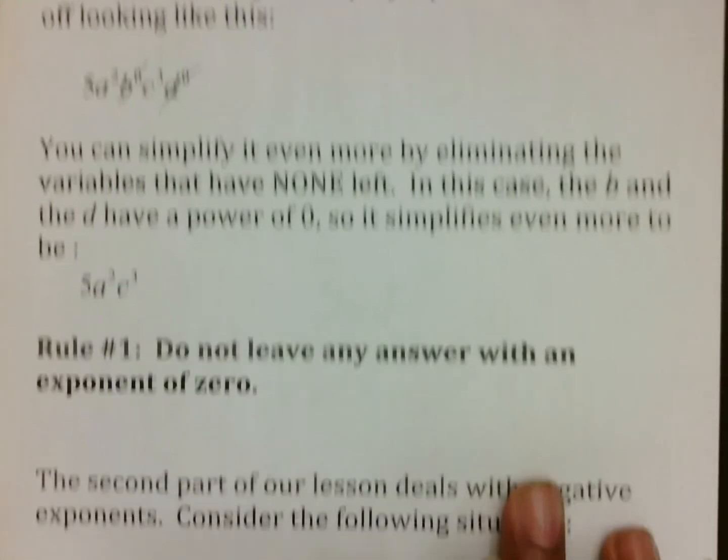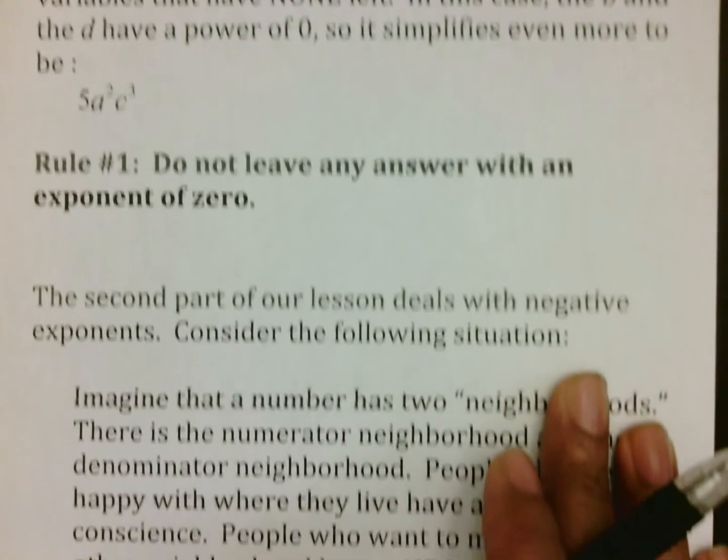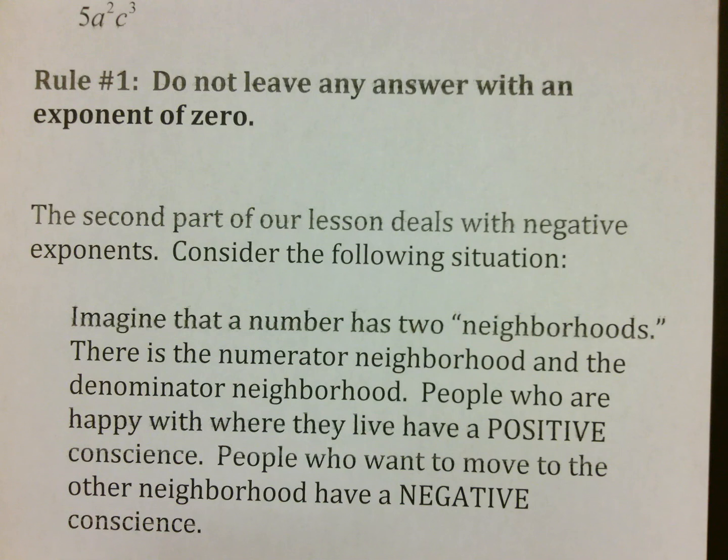So rule number 1 that you need to remember, and you might want to write it down for yourself, is do not leave any answer with an exponent of 0 because it's probably going to be marked wrong. That is your 0 property explanation. So again, it's kind of easy to do. Anything to the 0 power is 1, and if you have a variable going to the 0 power, just eliminate it and take it away out of the problem. The second part of our lesson deals with negative exponents, so consider the following situation.